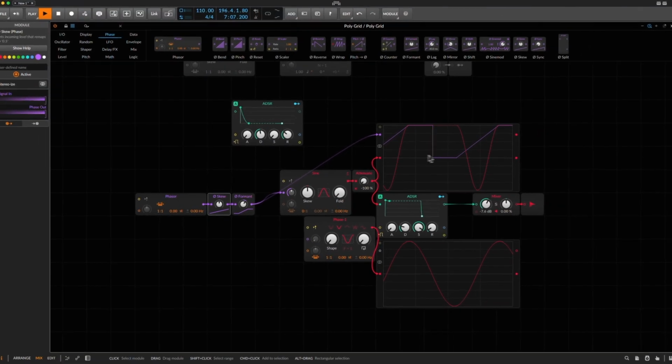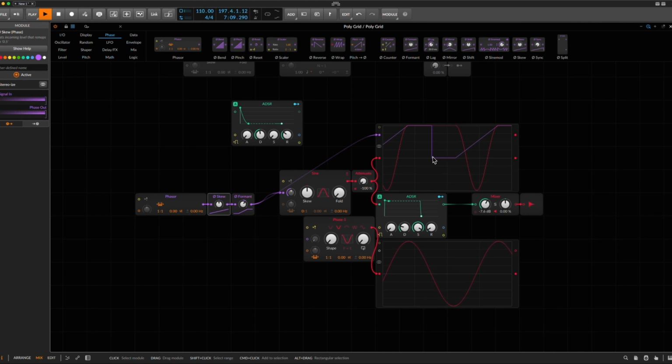And what it does to the phase is, well, basically, it stays at the start position, runs through the phase quicker, and then stays at the end position. And then restarts the cycle. And again, the comparison, it does exactly the same thing. So that's how that works.